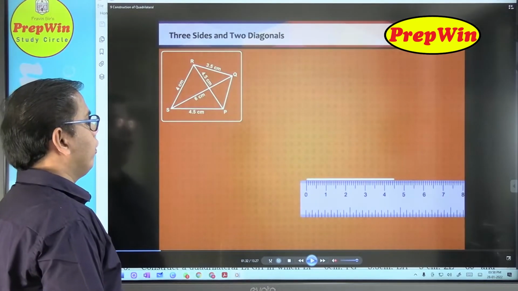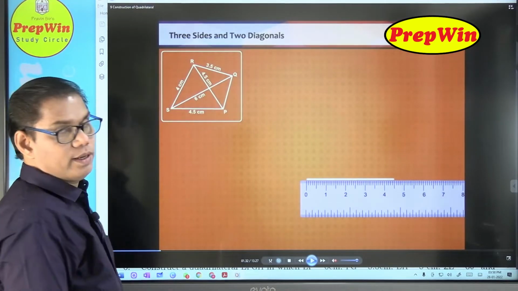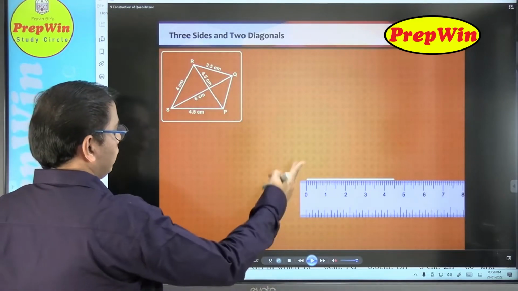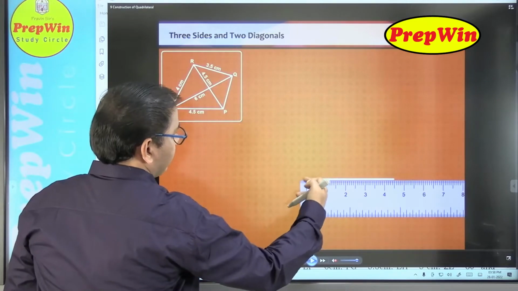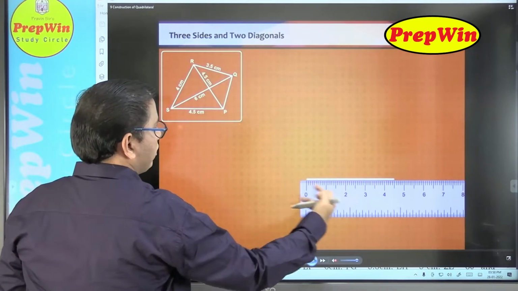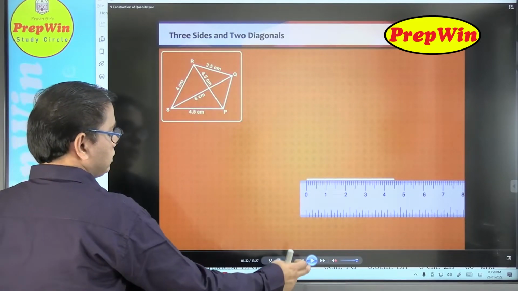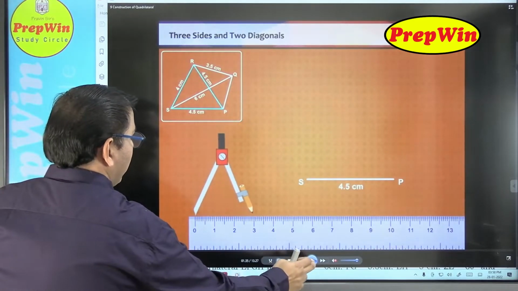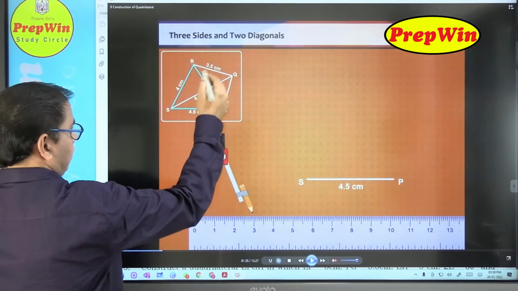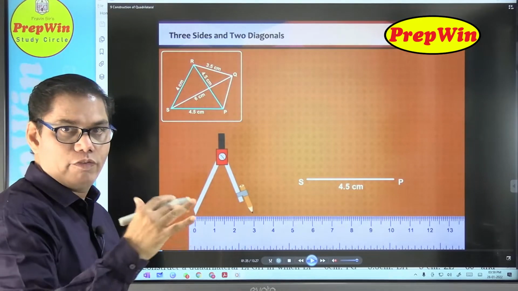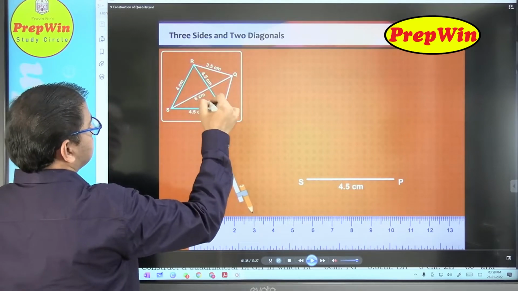So here we have the first side SP of 4.5 centimeter. The first side you can draw directly with the help of scale and pencil. You can see the distance between the starting point and the end point. We start with 0 and we stop at 4.5 centimeter. Have you taken this? Now see, we will focus on this triangle. Even in the previous diagram we focused on one triangle. Same thing here. So we have all 3 sides of this triangle.